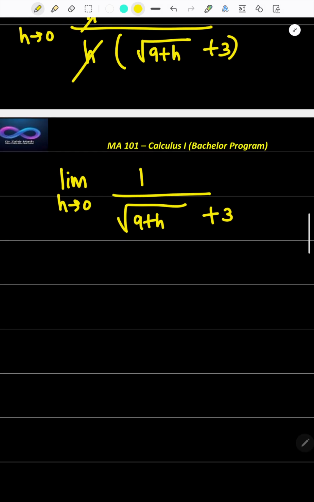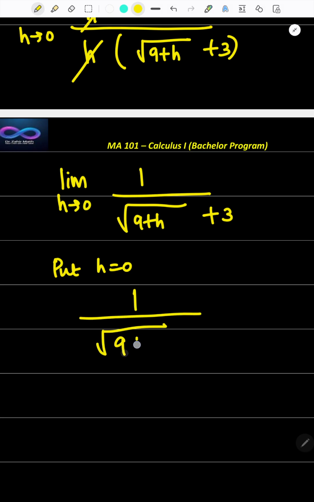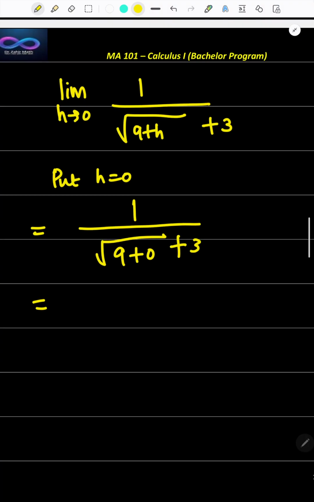Come on, put h is equal to 0. So it will be 1 divided by square root of 9 plus 0 plus 3. Sorry, plus 3 should be down. Right, this equals square root of 9 is what? 3. So 3 plus 3 is going to become what? 1 by 6. Just now we did it. Remember? Same idea.